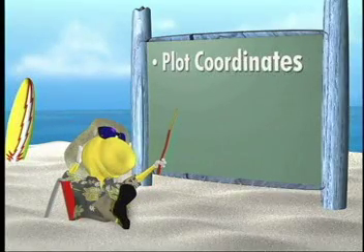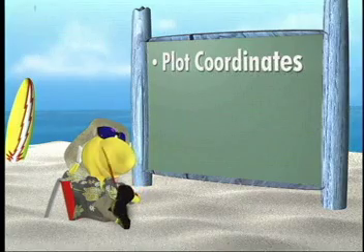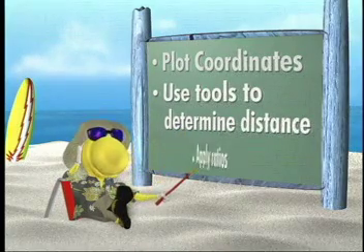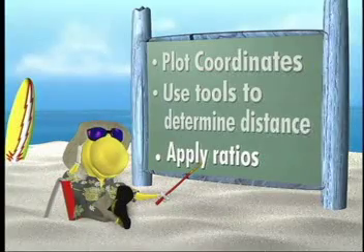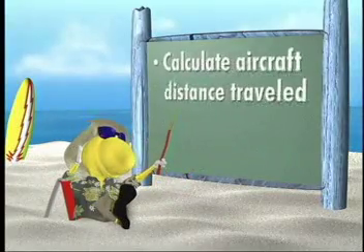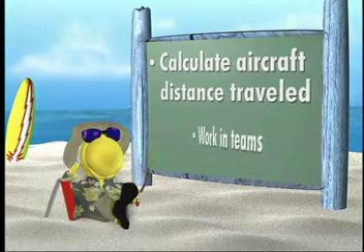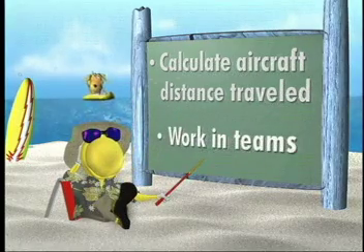Here are the main objectives of this game. You'll plot initial aircraft coordinates using a rectangular coordinate system. You'll use measurement tools and techniques to determine distance. You'll apply ratios to calculate the Air Safety Travel Index. You'll calculate initial aircraft distance versus actual aircraft distance traveled. And you'll work in teams to solve problems related to your own air traffic control challenges.